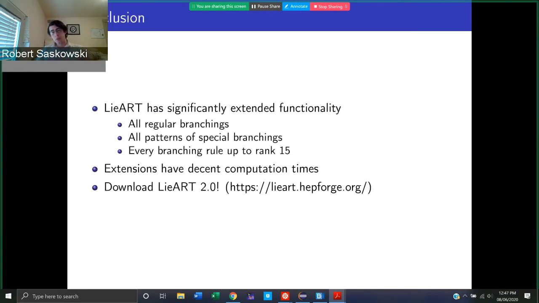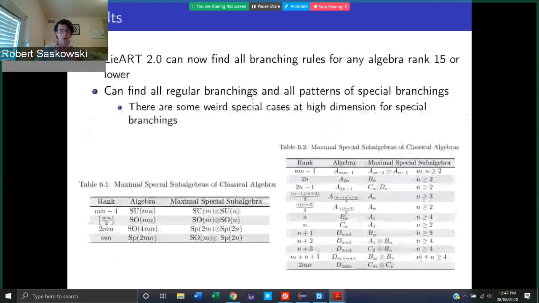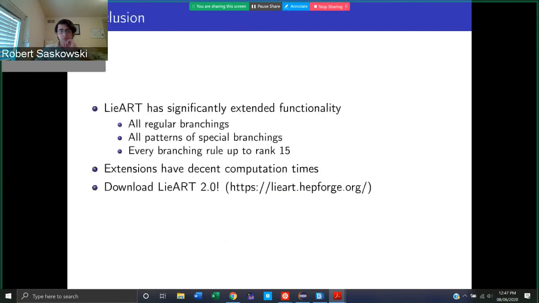So, just to conclude the talk, Liart now has significantly extended functionality. As I said, you can compute any regular branching rule that you could possibly want. You can calculate every pattern of special branching rules in these tables that I showed you. And of course, every special case up to rank 15 is covered as well. As I showed you, the extensions have pretty decent computation times.